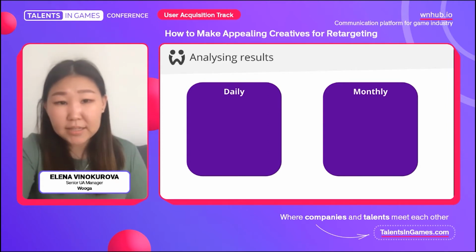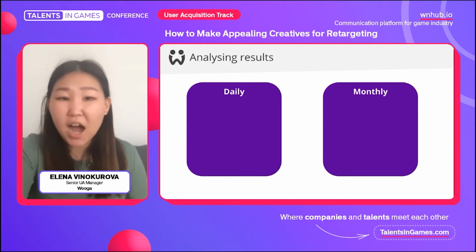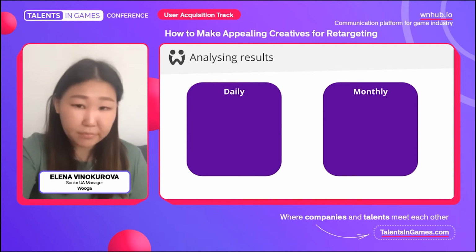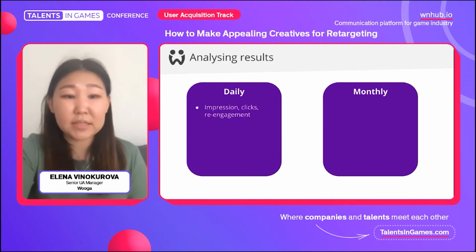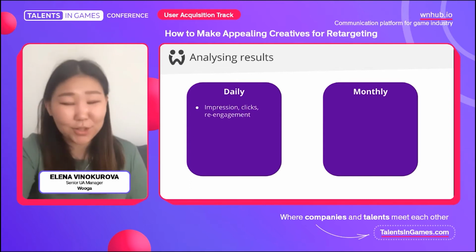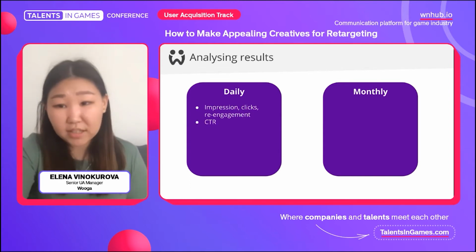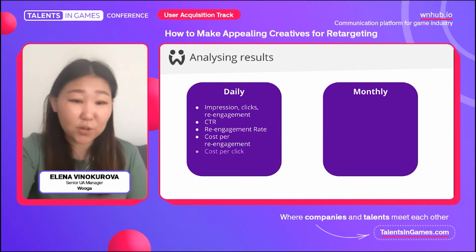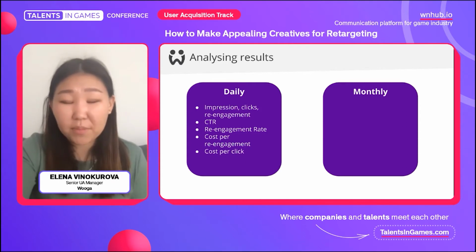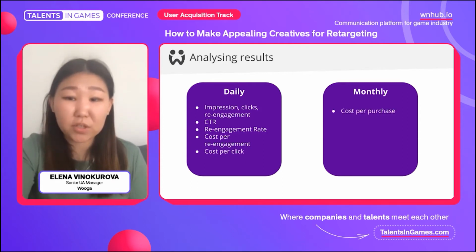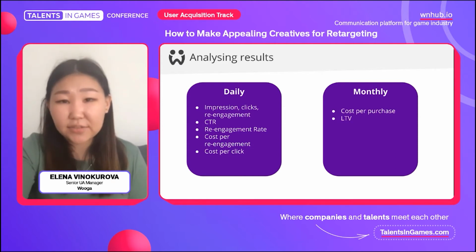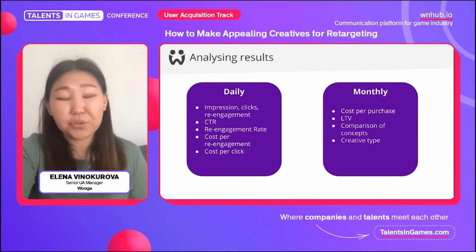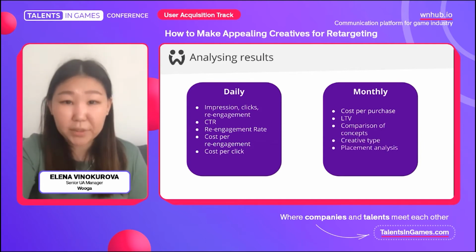If we do it on a daily basis, the volatility is really high and most of the metrics will not be very accurate. So on a daily basis, we look at the impressions and click re-engagement trends. We look at the click-through rate, re-engagement rate, cost per re-engagement, and cost per click. For monthly metrics, we usually look at cost per purchase and LTV, and we compare different concepts, different creative types, and sometimes do placement analysis as well.